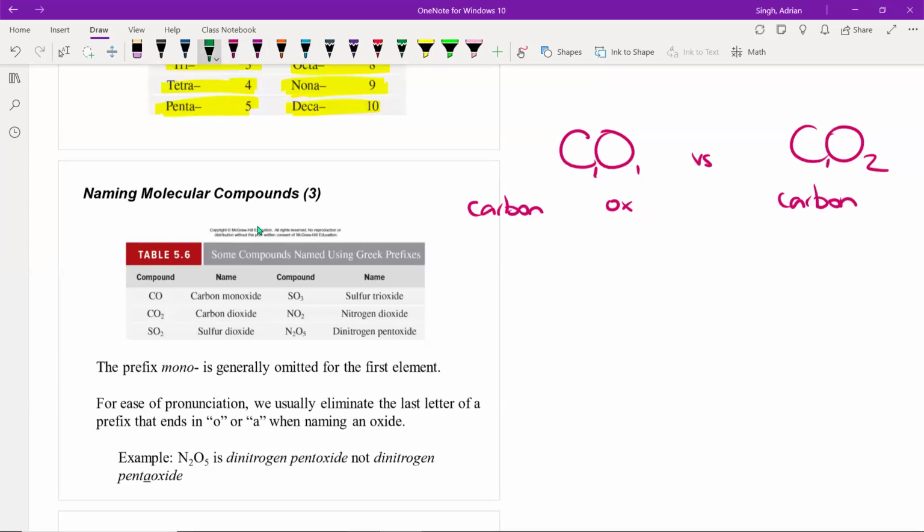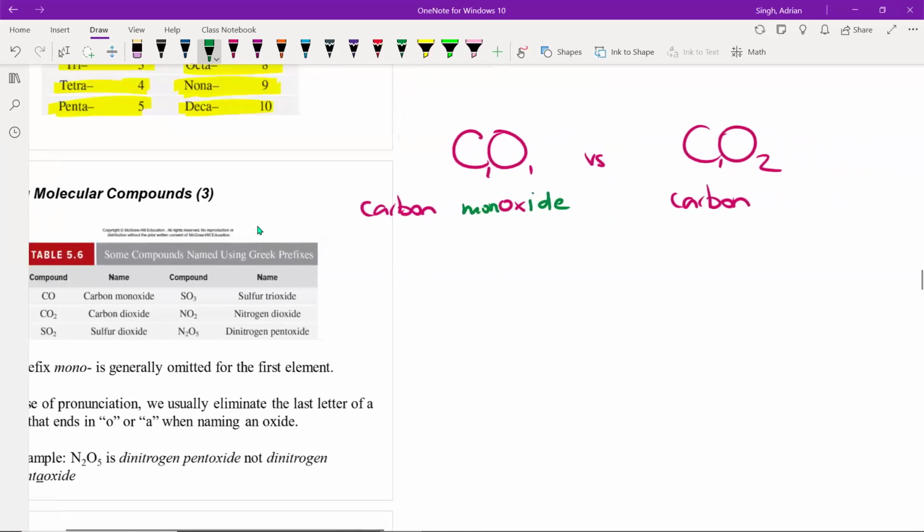We'll do this in a different color to show you how it changes. And now the second element always gets a prefix. So the prefix for 1 here is mono. Okay, when you have 2 vowels right next to each other, we drop the first one. Okay, so this then becomes carbon monoxide, not monooxide. So MON, so carbon monoxide.